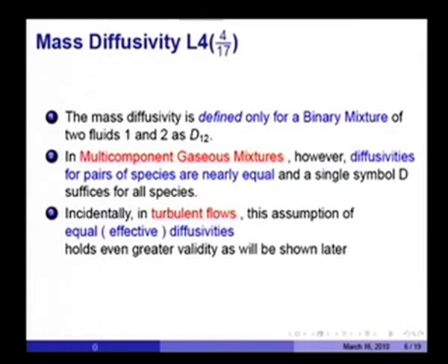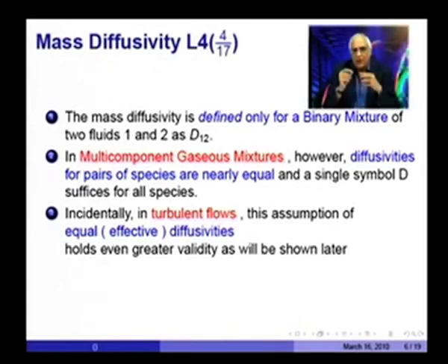A word about mass diffusivity. Strictly speaking, mass diffusivity is defined only for a binary mixture of two fluids 1 and 2 as D12. But in a combusting product mixture, for example, there are several species present, and diffusivities of pairs of species are truly different. So, the diffusivity of carbon dioxide in nitrogen is different from the diffusivity of oxygen in nitrogen and vice versa.